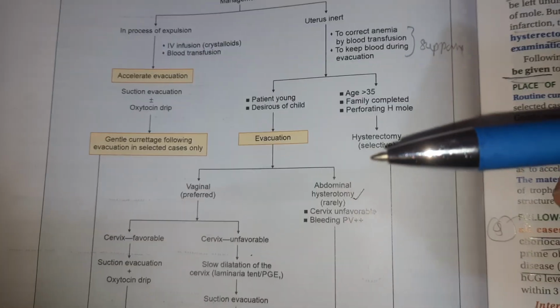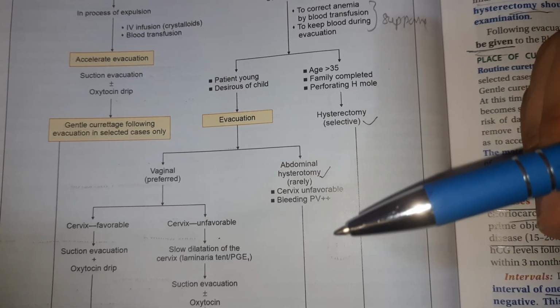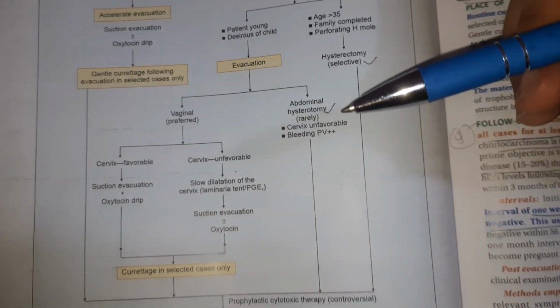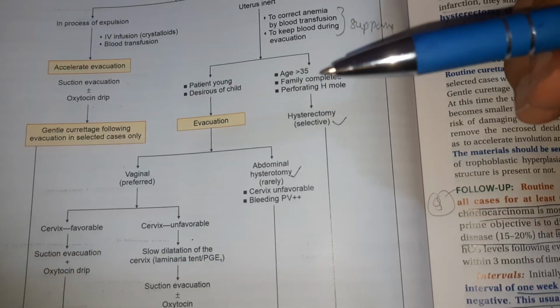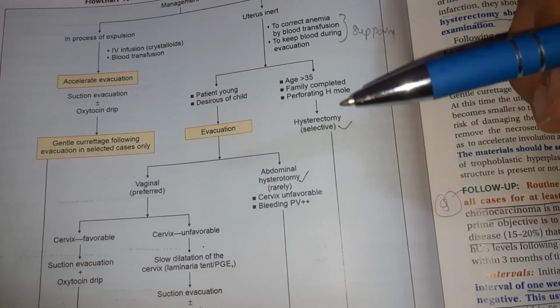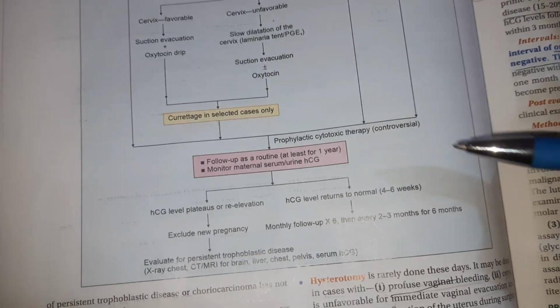Rarely we have to do abdominal hysterectomy if the cervix is unfavorable and if there is bleeding per vaginum, and the rest of the things are the same. And in a patient greater than 35 years, family completed, perforating adenoma, we have to do selective hysterectomy, and the prophylactic therapy and follow-up are all the same.